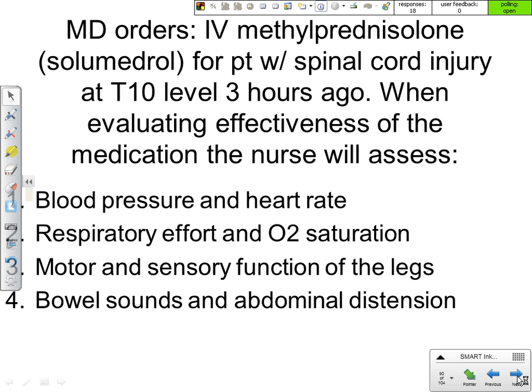Our IV orders are IV methylprednisolone, Solu-Medrol, for the patient with a spinal cord injury at T10 level 3 hours ago. When evaluating the effectiveness of the medication, the nurse will assess blood pressure and heart rate, respiratory effort and O2 sat, motor and sensory function of the legs, bowel sounds, and abdominal distension.